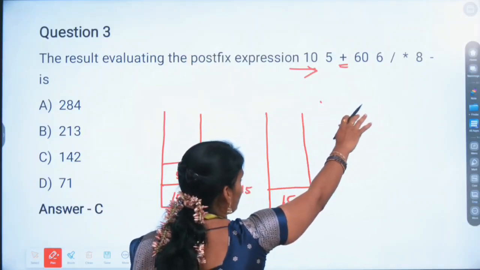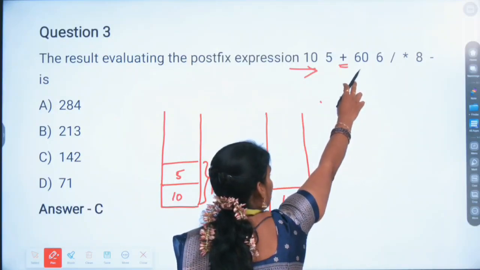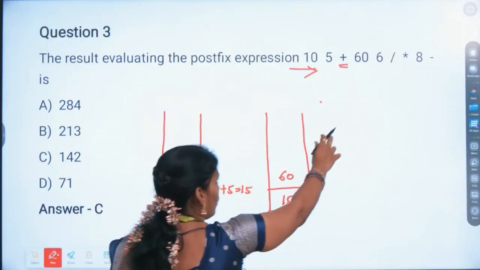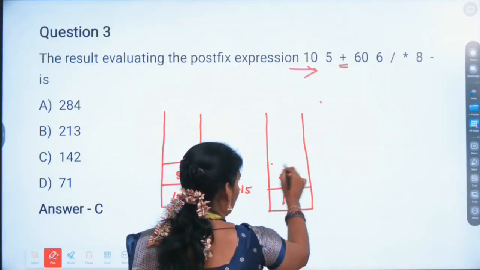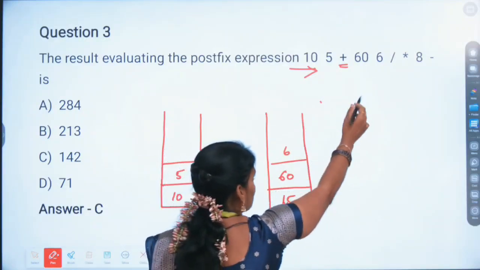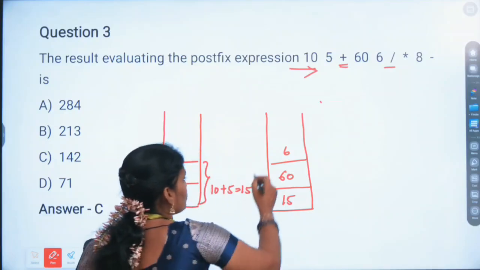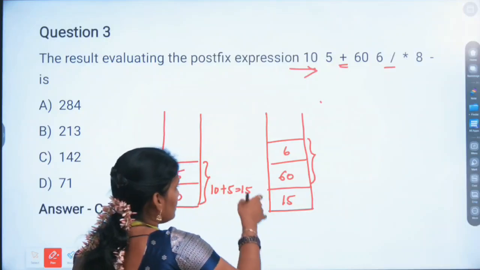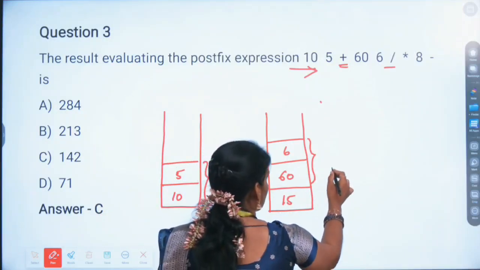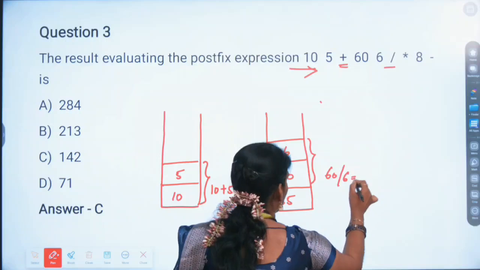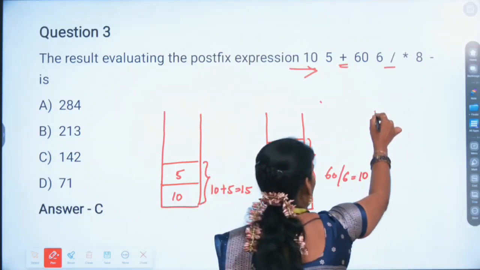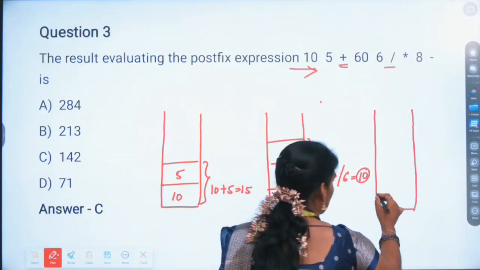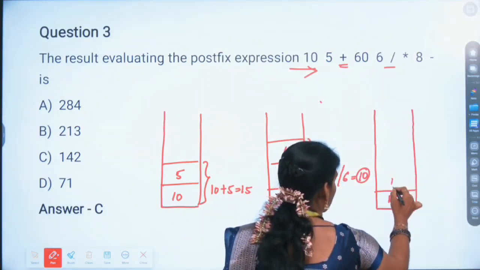Then again scan the expression. Next, 60 is an operand. If it is an operand, you have to push it onto the stack. Go to the next symbol. Again it is an operand. Push it onto the stack. Next we have an operator. If the symbol is an operator, we have to pop the topmost two elements from the stack and do the division operation. That is 60 divided by 6, which is equal to 10. So now we have the result as 10. This result has to be pushed back into the stack. Now in the stack we have two elements, 15 and 10.